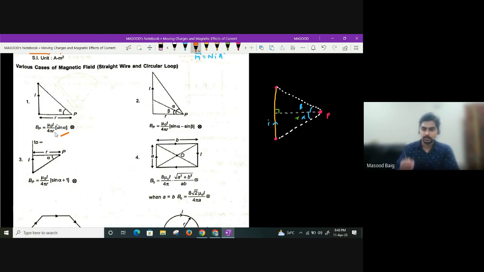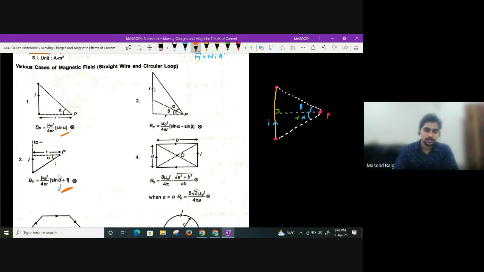Okay. Next, in the same manner, this case I have already told you. Which wire is it? Semi-infinite wire. Is the point opposite to one of the ends? No. If it was opposite to one of the ends, the answer would have been mu naught I by 4 pi r. But because the given point is not opposite to the fixed end, the answer will be mu naught I by 4 pi r, 1 plus sine alpha, or 1 plus sine beta, whatever it may be. Is that clear, all of you? Yes or no, everyone?